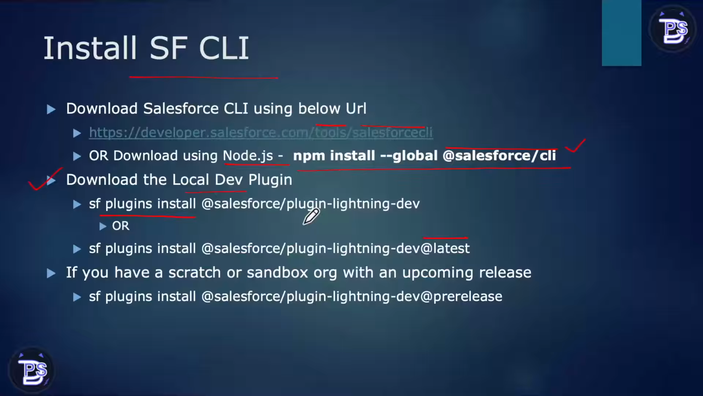There could be a scenario where you are working with sandboxes or scratch orgs which are enabled with the upcoming releases. If you wanted to work with those kinds of sandboxes or scratch orgs, you need to install the plugin which is going to be @pre-release. For example, you have got a sandbox which is enabled with the next release, and you wanted to enable the local dev for that. Then you need to install the Salesforce plugin @pre-release, which will help you to get that installed into the pre-release org.